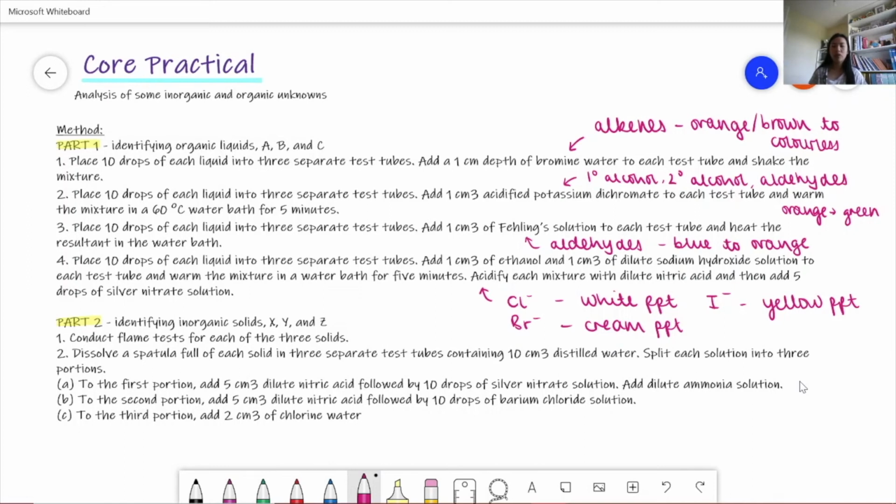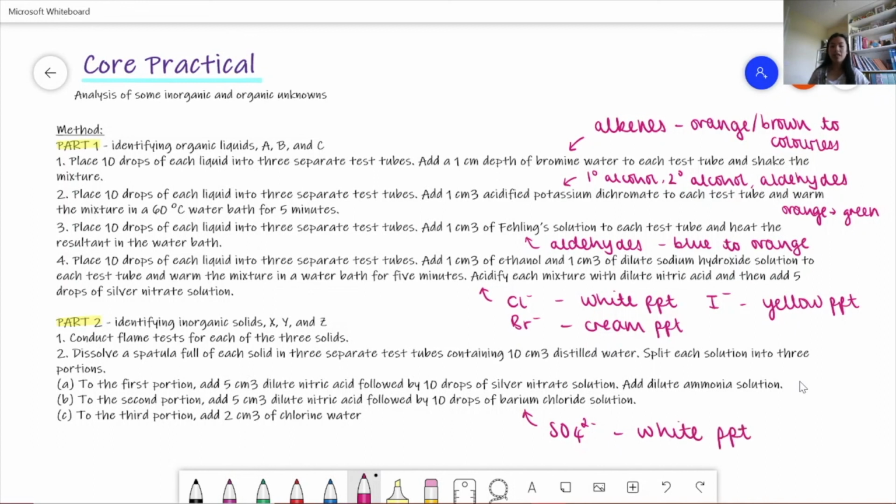So for the first portion, we add dilute nitric acid, followed by silver nitrate, and then add dilute ammonia. So this again identifies the halide ions. And then to the second portion, add some dilute nitric acid followed by barium chloride. So this is testing for sulfate ions. And we should get a white precipitate if we do have sulfates.